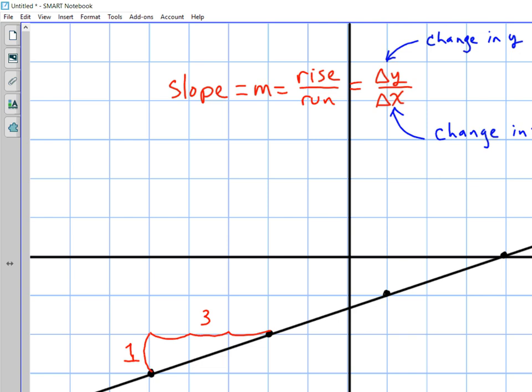So my slope is going to be 1/3. You good? You're always going to go from left to right, okay? A lot easier. And you're always going to do the rise first and then the run. Okay? All right.